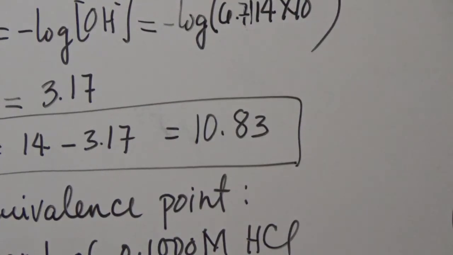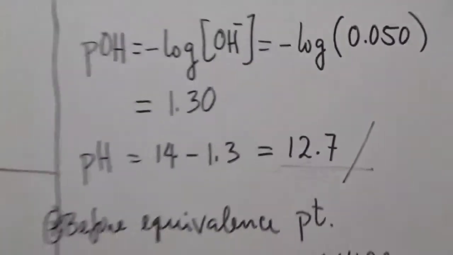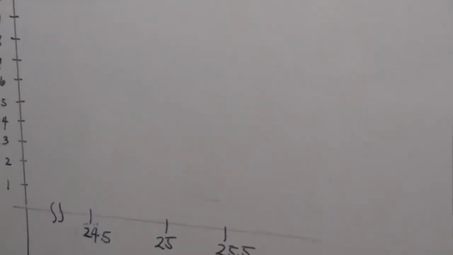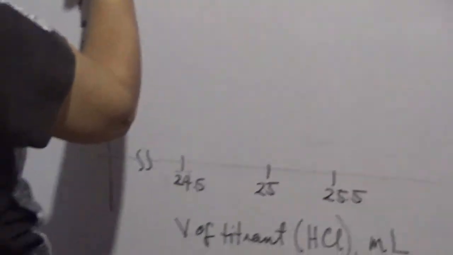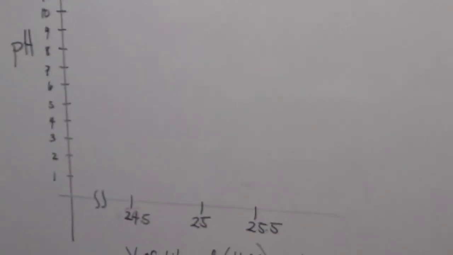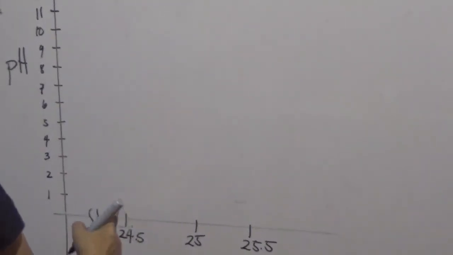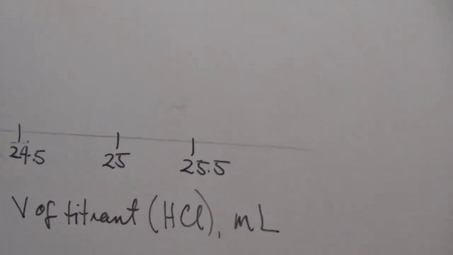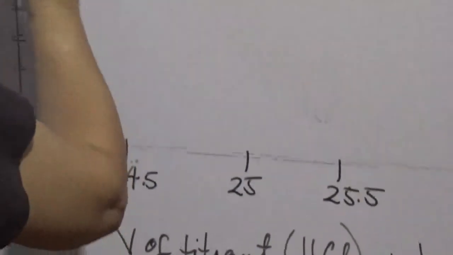Okay, so we're going to make the graph. At zero volume of the titrant, we have added nothing. The pH is 12.7, so approximately it's here. So it is the point 12.7. And if we added 24.5 here, the pH is 10.8, about 10.8. So possibly it's here.